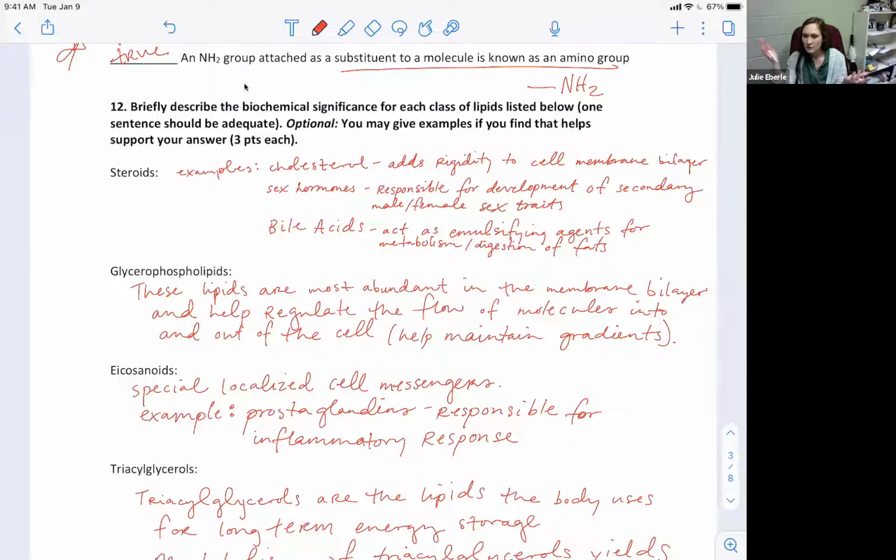I don't care if you can list 20 examples. I want you to know why they're important in the body. Okay. So I didn't need a ton. I said, you know, one sentence should be adequate. You didn't have to write forever, but you at least need to mention why they're important.